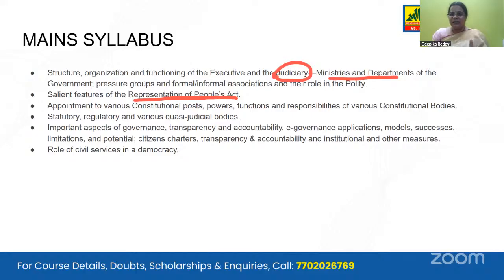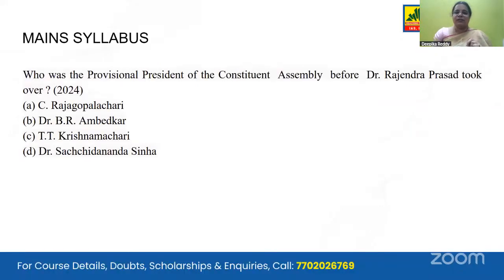RPA related questions are also being asked in prelims of late. Then you have constitutional, statutory, regulatory, quasi-judicial bodies. And this part is your governance related. I did not include social justice in the syllabus because I wanted to stick to polity. Now moving on, let's look at the questions.